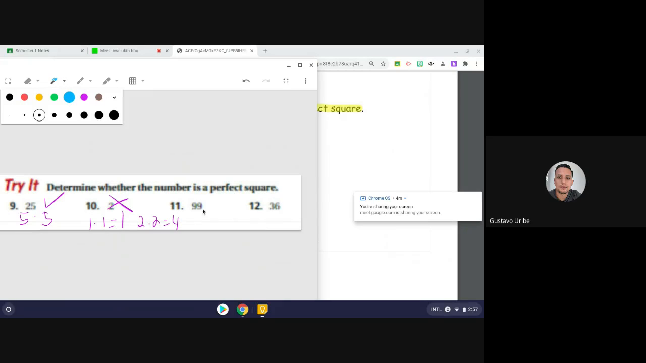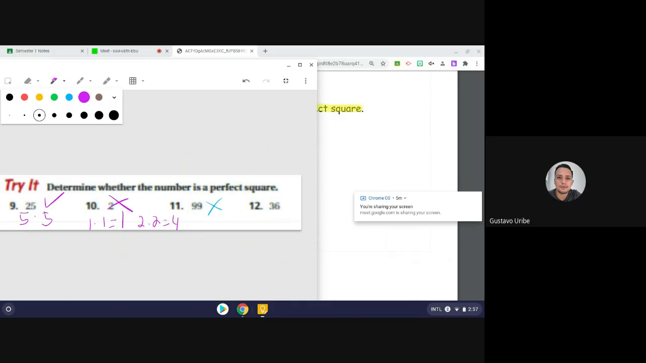Let's go ahead and switch colors here. With 99, I can try 9 by 9 gives me 81. And then 10 by 10 gives me 100. And so no, that did not work out, right? 100 was too far, so that didn't work. So this one here is not a perfect square either.